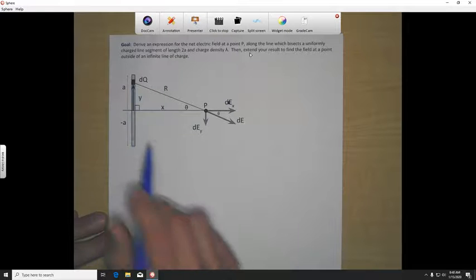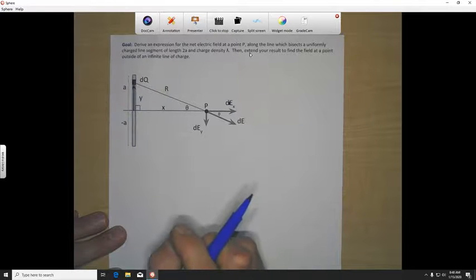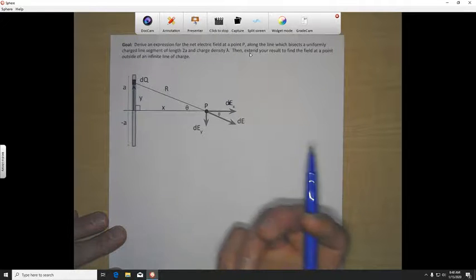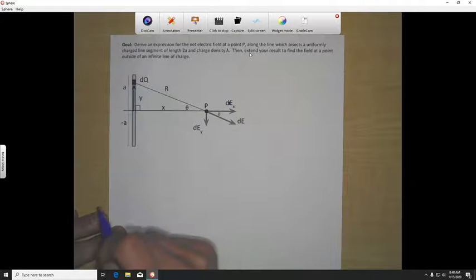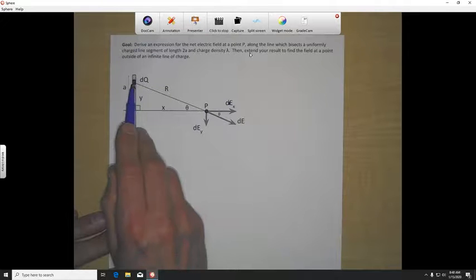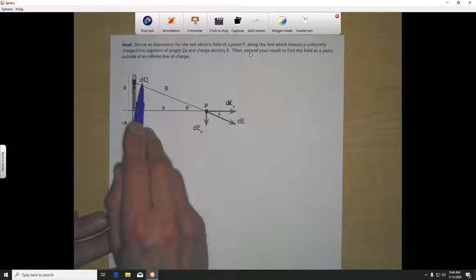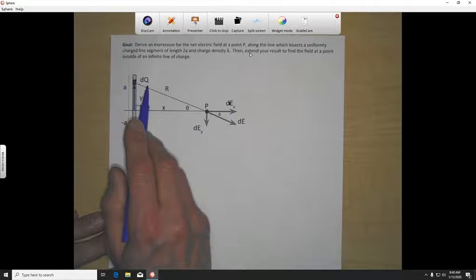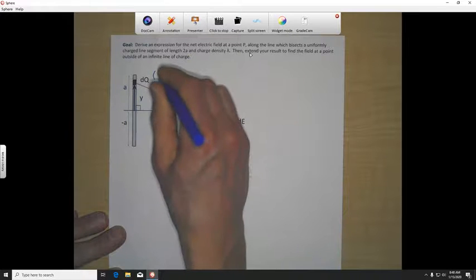And now let's start talking about electric field. Okay, so here's where we start to think about calculus a little bit. In order to figure out the field, we are going to divide this line up into small pieces called dq's. And this dq up here, we're going to treat it like a point charge.